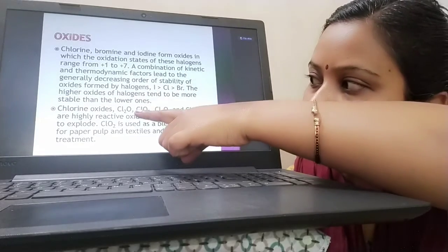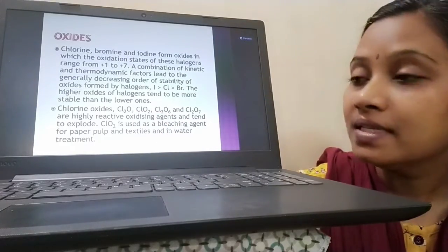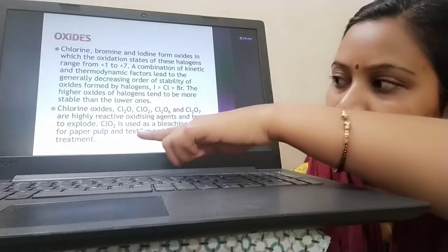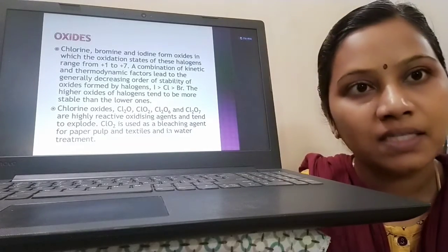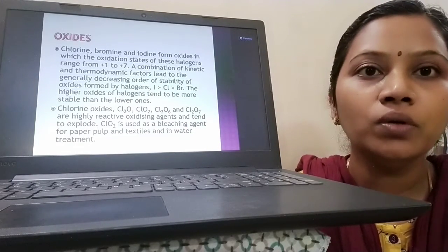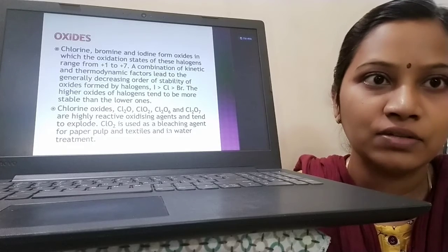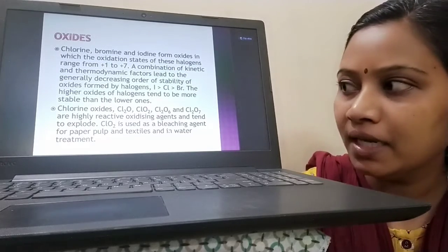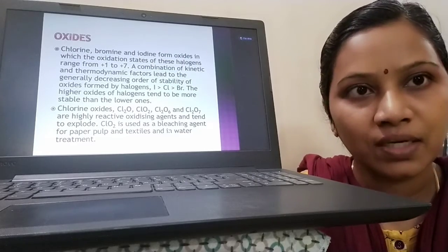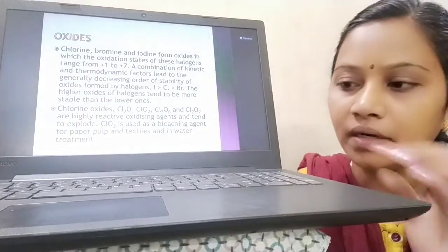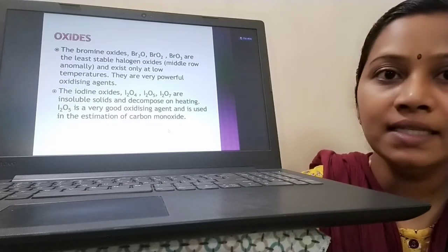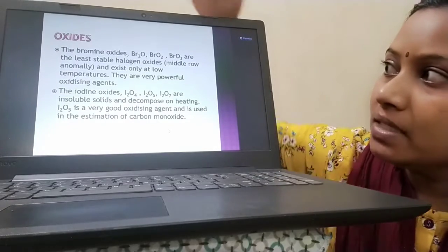When you see the dioxide, that is ClO2, it is a bleaching agent used for wood pulp and in the textile industry as well as in water treatment. So this is about the use of oxides of halogens. ClO2 is used as a bleaching agent for paper pulp, in the textile industry, and in water treatment.